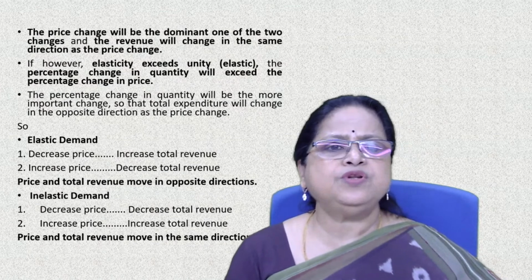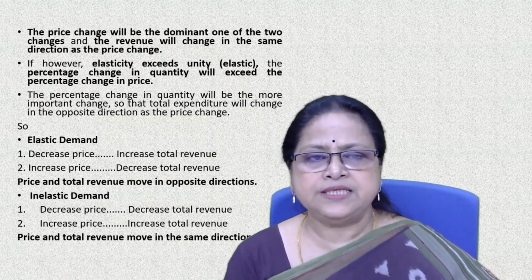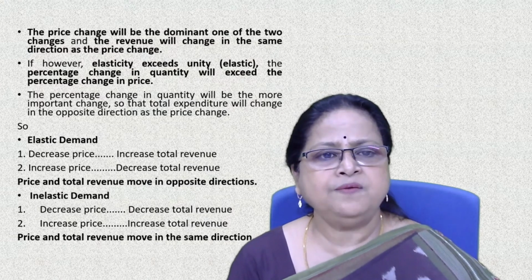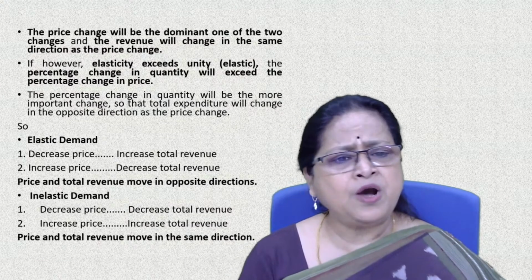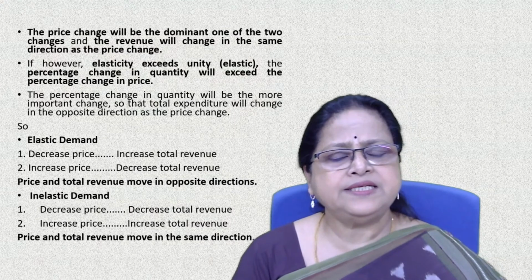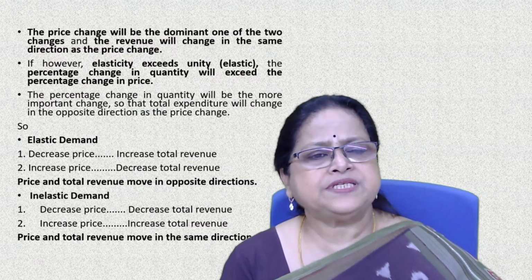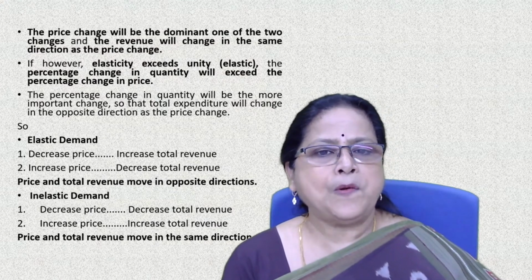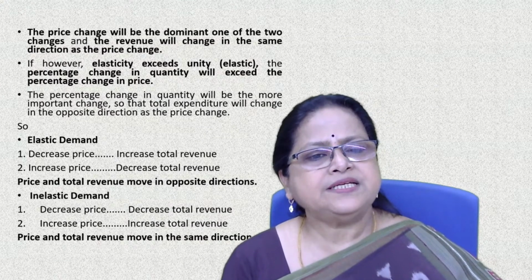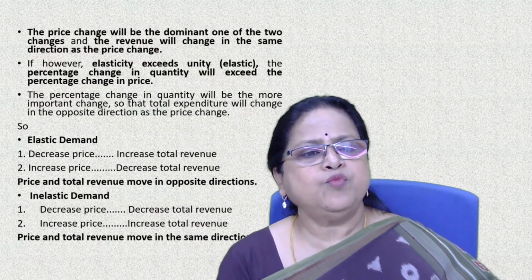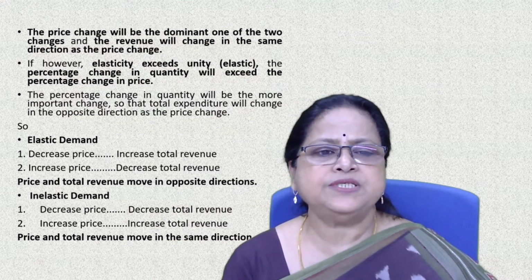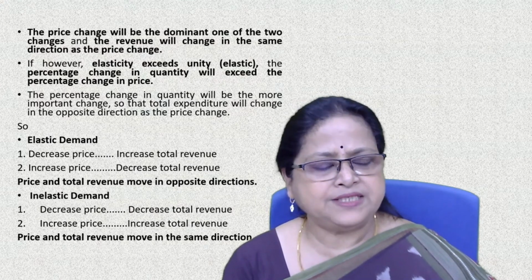Now the price change will be the dominant one of the two changes, and the revenue will change in the same direction as the price change. If, however, elasticity exceeds unity, then the percentage change in quantity will exceed the percentage change in price. Yes, the percentage change in quantity will be the more important change, so that total expenditure will change in the opposite direction as the price changes.